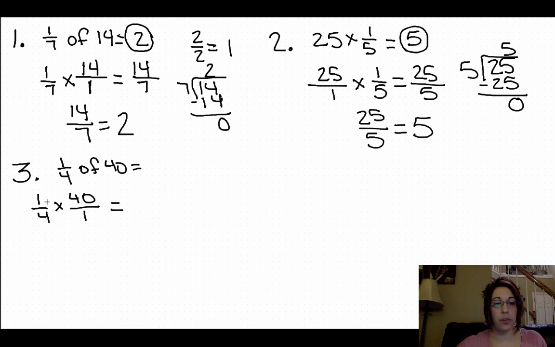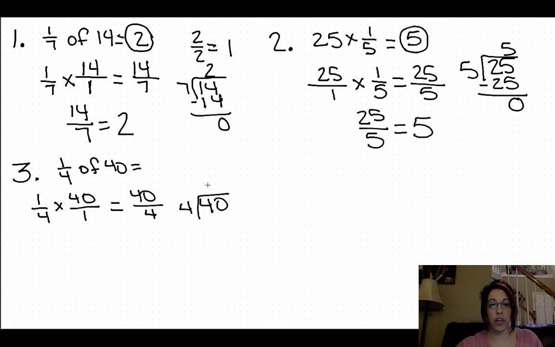We multiply our numerators, so 1 times 40 is 40. We multiply our denominators, 4 times 1 is 4. We have 40 on top, 4 on the bottom. So we ask ourselves the question, do we need to turn this into a mixed number? Yes, we do.